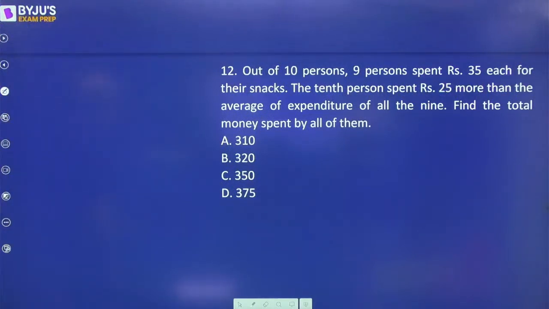Word game, right? Yes Devesh, it's always possible. Even compound interest questions are very much possible.